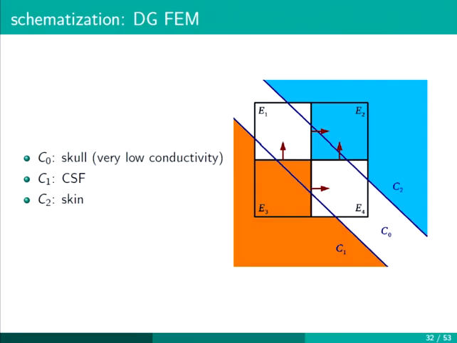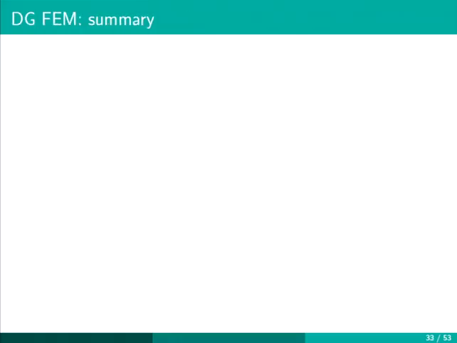So in order to pass from C1 to C2, the flux now has to flow through the skull, and in this case, the skull conductivity will be taken into account. So the error that we were committing before will be eliminated in this case, and has been proven.